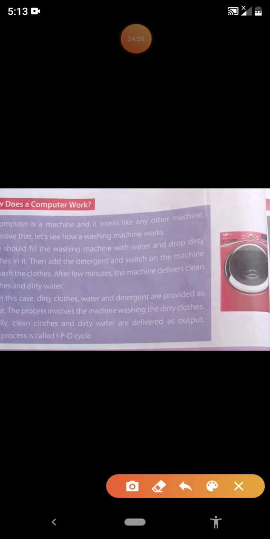Clear? This is a washing machine. If you have a washing machine at home, you will see. Put in some dirty clothes, detergent and water, switch on the washing machine, and it processes and gives clean clothes and disposes of the dirty water. Okay.